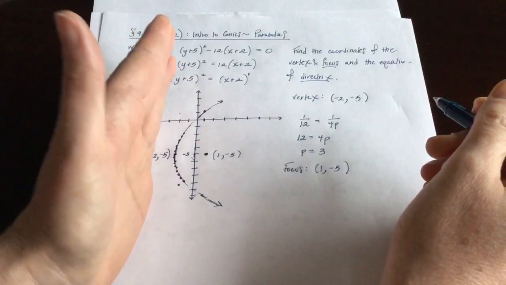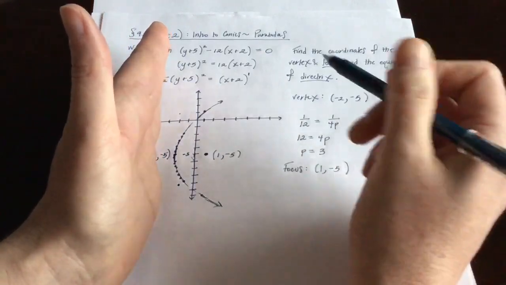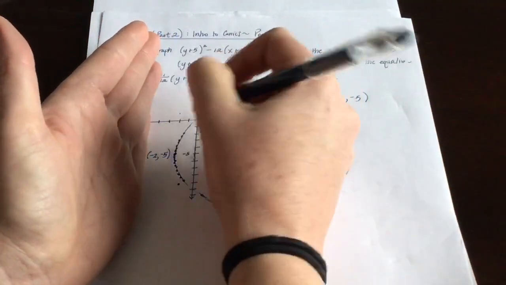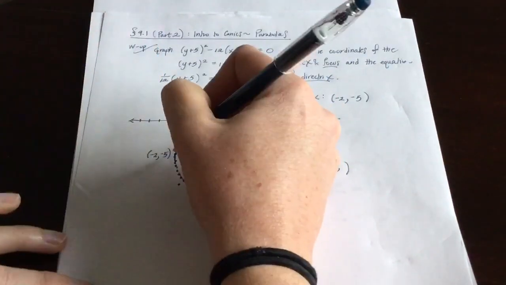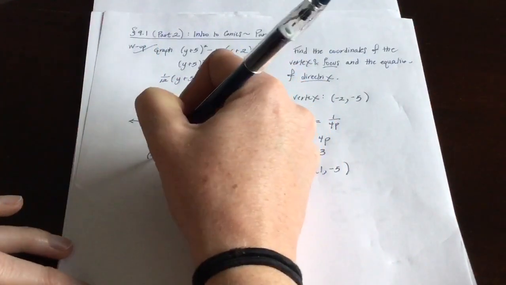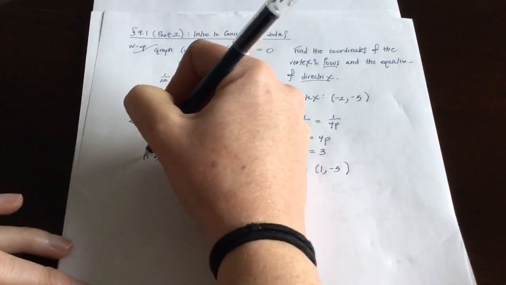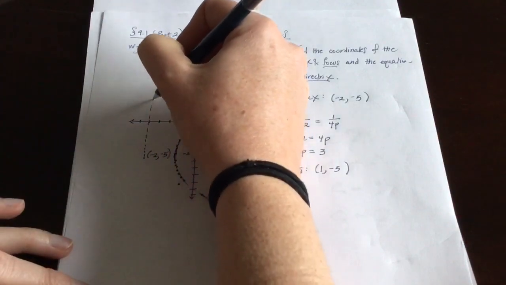It would have been, in this case, it would have needed to be a vertical directrix. I hope that makes sense. If not, let me know. I can do a supplemental video. But from here, you're going to need to go 1, 2, 3 to the left, and then draw your directrix in.